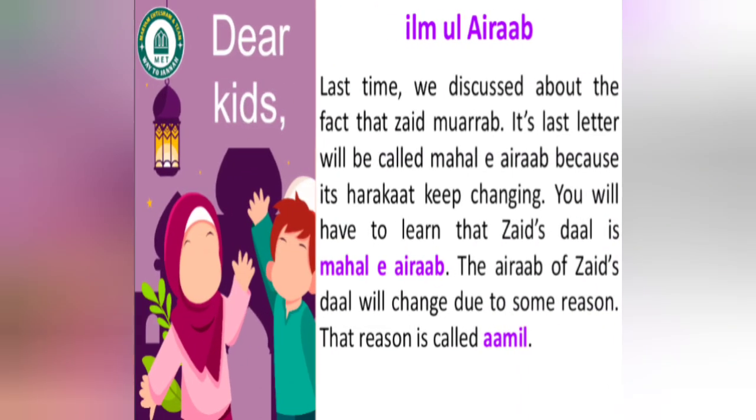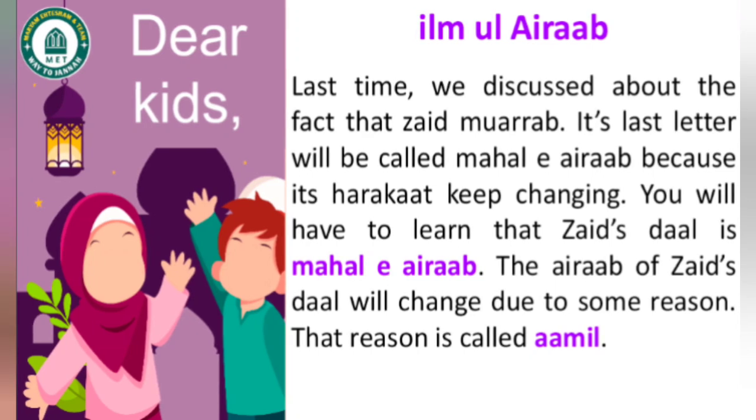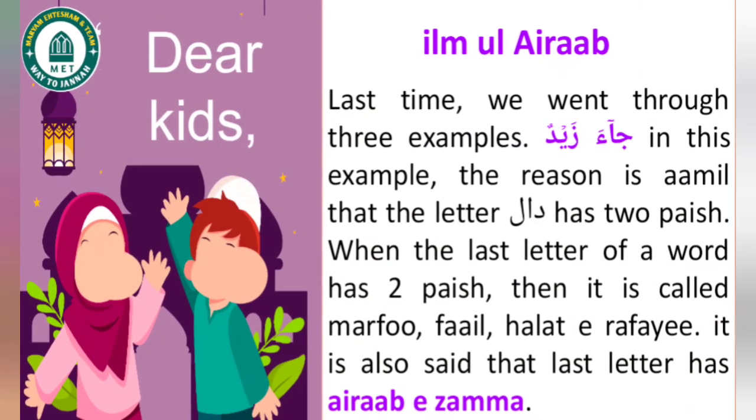Last time, we discussed about the fact that Zayd is Mu'arrab. Its last letter will be called Mahle Airab because its harakat keeps changing. You will have to learn that Zayd's dal is Mahle Airab. The Airab of Zayd's dal will change due to some reason. That reason is called A'mil. Last time, we went through 3 examples.